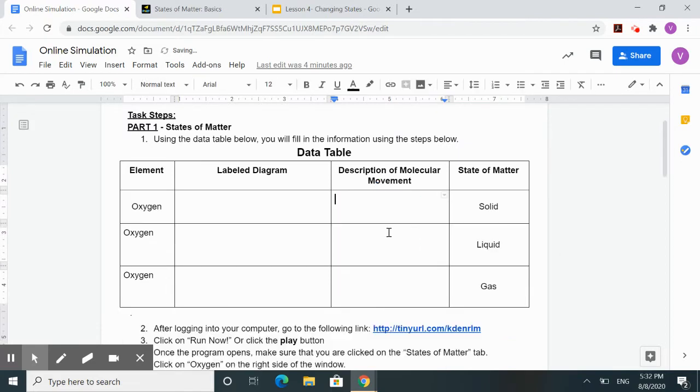So my description for this would be this: the oxygen molecules are compacted together, right? So that's my description of that molecular movement. And now to move into label diagram. Since now we're doing everything on computers because of distance learning, I'm going to teach you how to screenshot or snip a picture from your computer, okay?